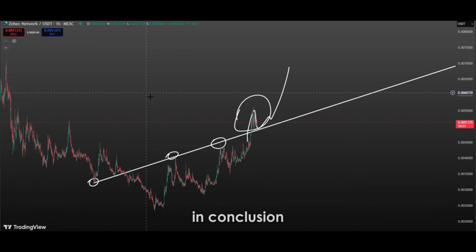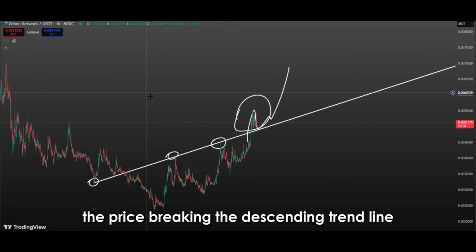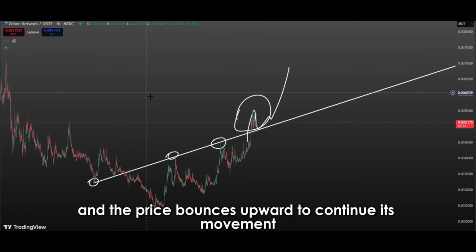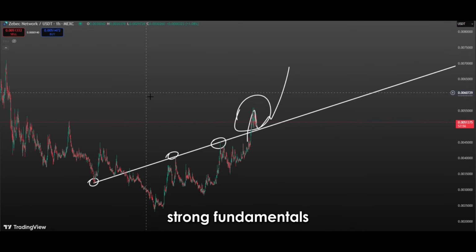cycle. In conclusion, the price breaking the descending trend line formed by connecting two peaks and then returning to retest this line is a sign of a significant transformation in the market. This structure is regarded as a strong bullish signal in technical analysis. If the retest is successful and the price bounces upward to continue its movement, it shows that the uptrend is based on strong fundamentals.